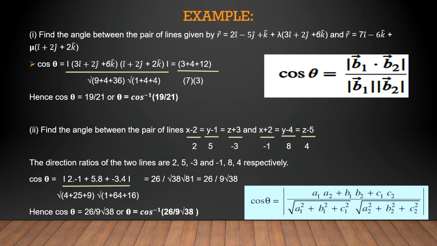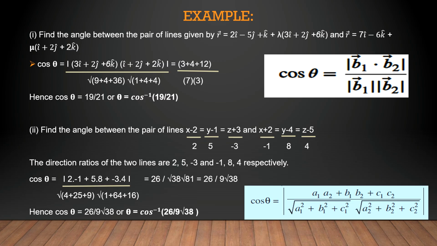Another example to understand the angle between the pair of lines. In the first case, the lines are given in vector form. The first line is 2i minus 5j plus k plus lambda into 3i plus 2j plus 6k. Remember, when lines are given in vector form, our basic vector form is r is equal to a plus lambda b. So vector B is over here, 3i plus 2j plus 6k. In the second line, the vector B is i plus 2j plus 2k.